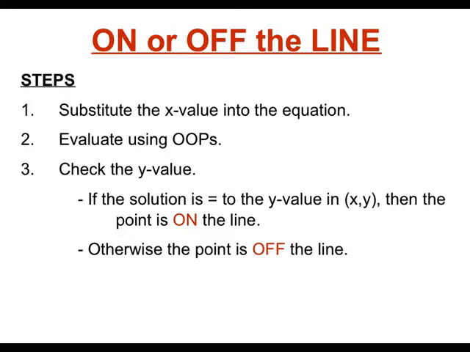So today we're going to talk about how to go about finding if a point actually is on the line or off the line. The steps that are needed are: 1, substitute the x value into the equation. 2, evaluate using order of operations, or OOPS. 3, check the y value. If the solution is equal to the y value in the ordered pair x comma y, then the point is on the line. Otherwise, the point is off the line.